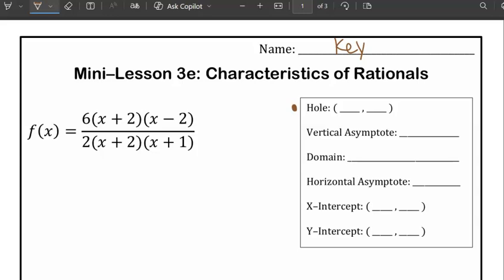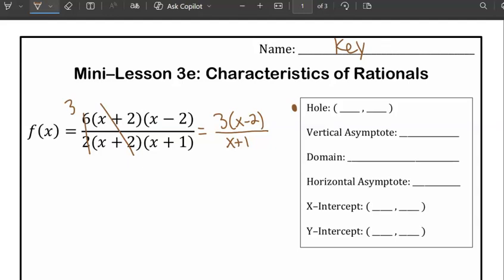The next step is to find the holes. It is what cancels out. The x plus 2's cancel out, and 6 divided by 2 is 3. Let's rewrite our simplified rational expression: 3(x minus 2) over x plus 1.